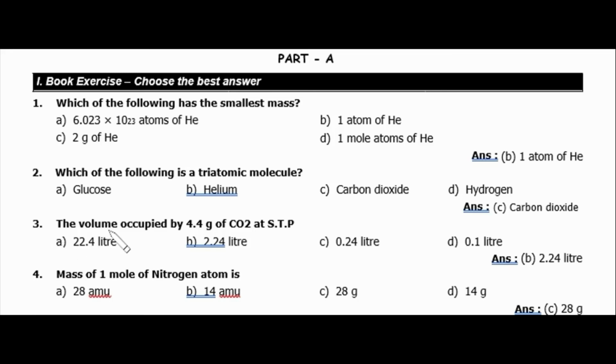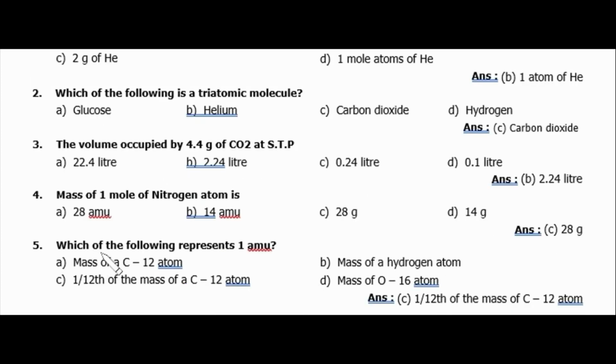Third one, the volume occupied by 4.4 gram of CO2 at STP. What is STP? Standard temperature and pressure. The answer is 2.24 liter. Fourth one, mass of 1 mole of nitrogen atom, the answer is 28 gram. Next, fifth one. Which of the following represents 1 AMU? What is AMU? Atomic mass unit. The answer is 1 by 12th of the mass of carbon 12 atom.